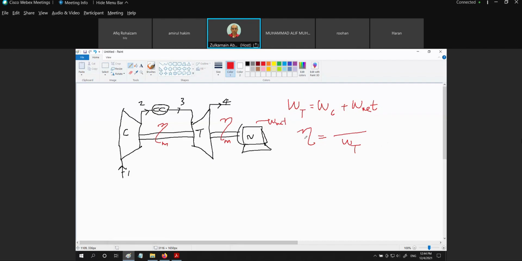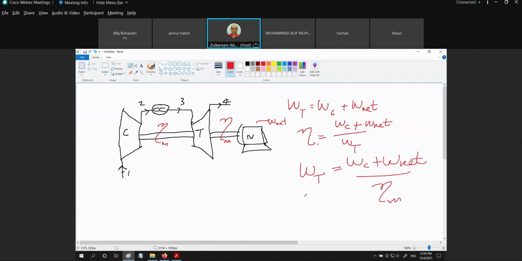So what is our desired output? The desired output is based on the work of the compressor and the W net. So this is our desired output. We must get enough work from the turbine to run the compressor and also the W net. So this is taking care of the mechanical efficiency. So what is W turbine? The W turbine is equal to the W compressor plus the W net, divided by the mechanical efficiency.